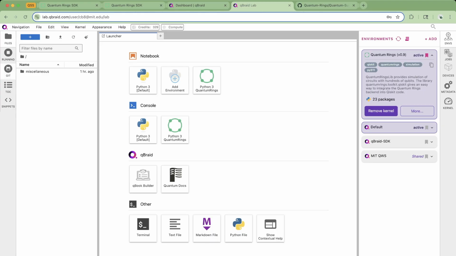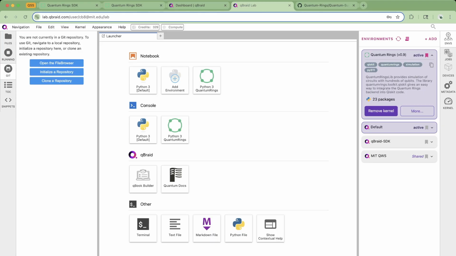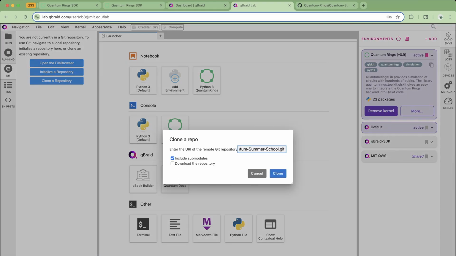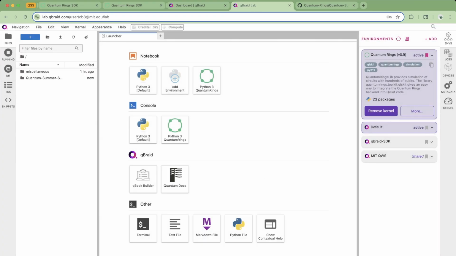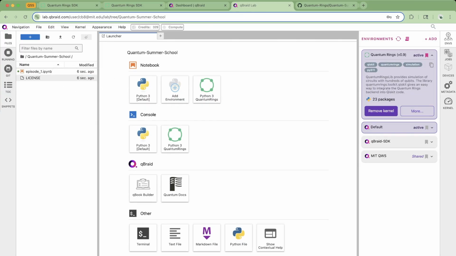And we're going to go on the side panel here and click Git. And we want to clone a repository. And then we can paste our URL here and clone. And now in our files, we should have the Quantum Summer School repository here. So now I can open up episode 1.